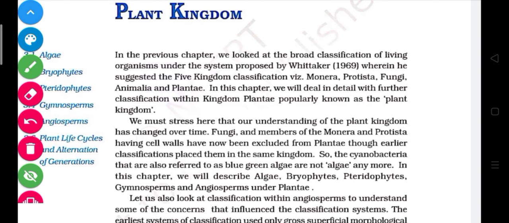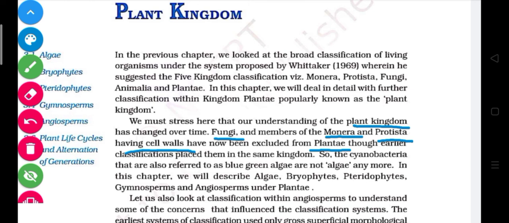Okay. Now, we must stress here that our understanding of the plant kingdom has changed over time. An example is given here: fungi and the members of Monera and Protista having cell walls have now been excluded from Plantae, though earlier classification placed them in the same kingdom. In the earlier classification, these were in the same kingdom because they possessed cell walls. But now they have been excluded from Plantae and placed in different kingdoms, that is Monera, Protista and also Fungi. This was an example that our understanding of the plant kingdom is changing over time.